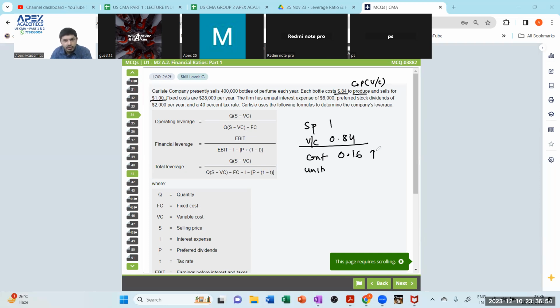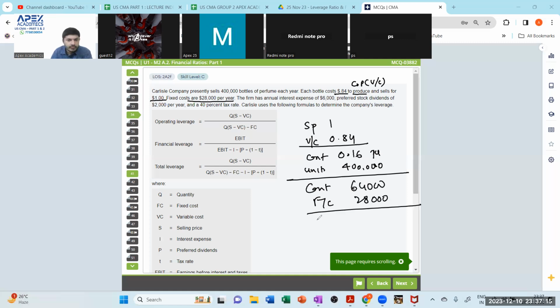Of course, this is per unit. How many units? 4 lakhs. So 4 lakhs into 0.16 is 64,000. What is this? Contribution. Fixed cost: what is your fixed cost? 28,000. EBIT: 64 minus 28. What is your answer? 36,000. Keep this much in mind.